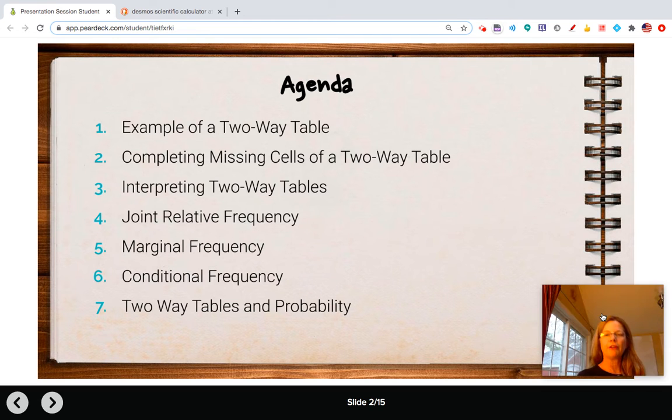This is the agenda for this video lesson, or the same lesson that we'll do live with students. We're going to look at an example of a two-way table, then we'll fill in some missing cells, we'll interpret the tables, and then we want to look at three types of relative frequency: joint relative, marginal relative, and conditional relative frequency. And then we'll see how two-way tables can help us solve probability problems.